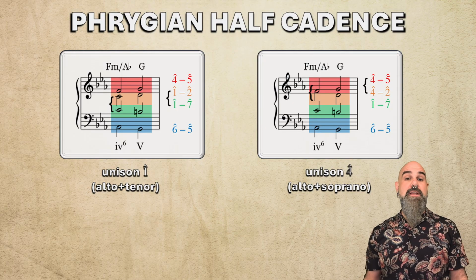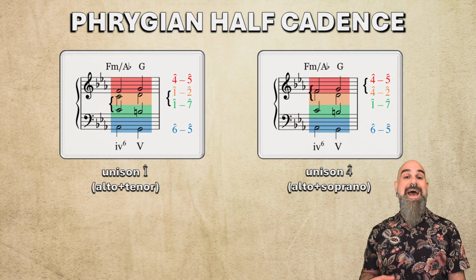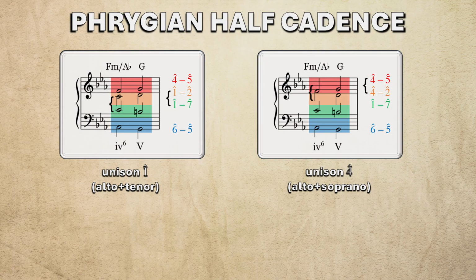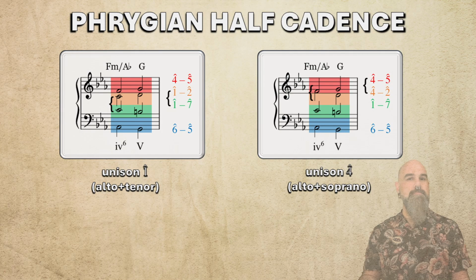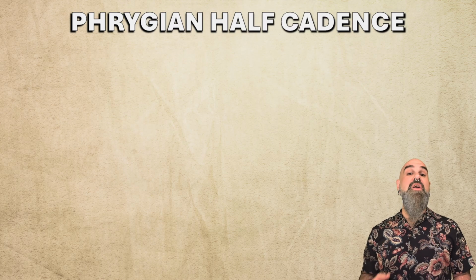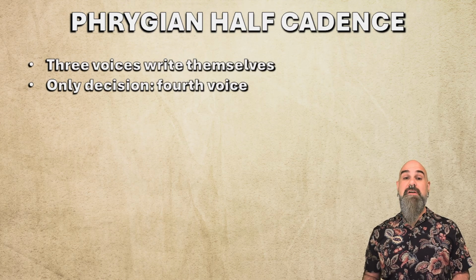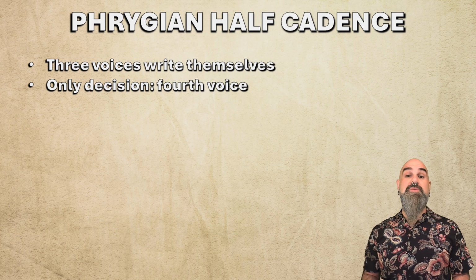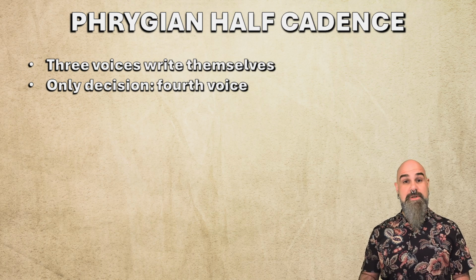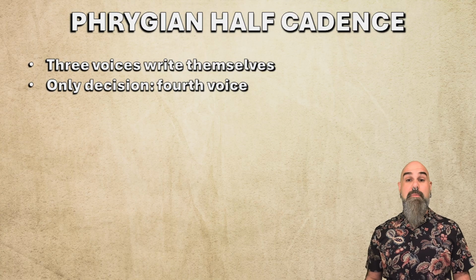Both options work great, and your choice should really come down to how you end up getting to that 4/6 chord to begin with. And because both options double one of the other voices at the unison, they actually sound the same. So that's it. That's a Phrygian half cadence. So here's the deal. 3 voices basically write themselves. Your only real decision is what to do with the 4th, and that depends on how you arrived at the 4/6 chord. Now, let's look at some common mistakes.